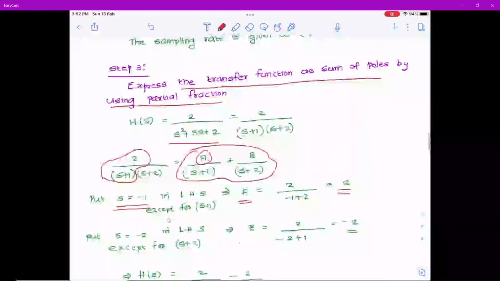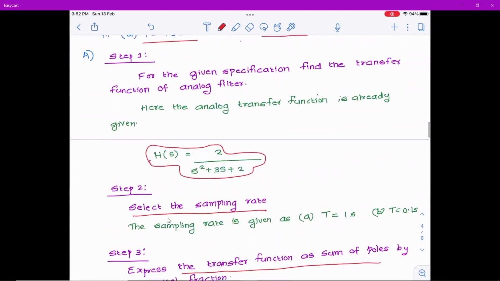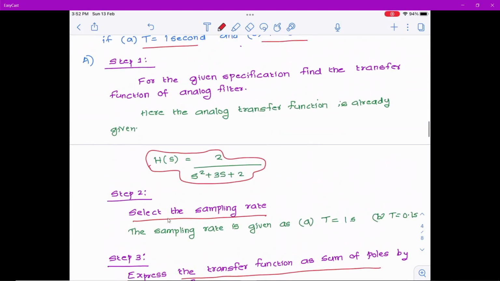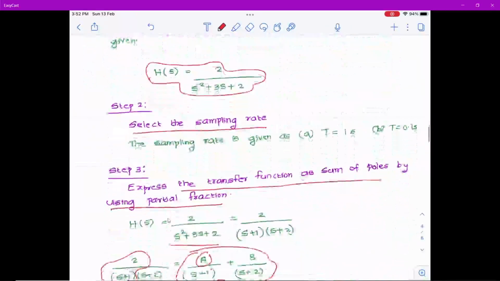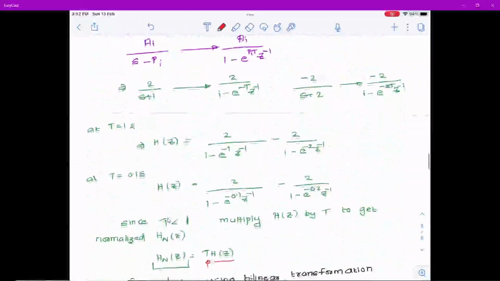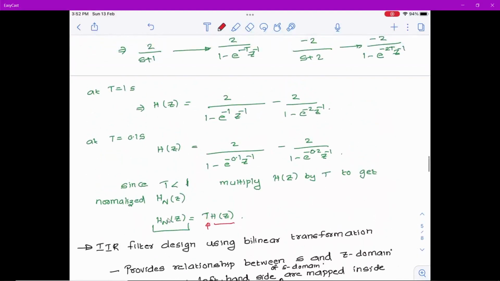Okay, so just look at this problem. If you go step by step, in filter design there are a number of steps. If you know the steps, the filter design is very easy. If you miss any step, it will create an error in your solution. I hope you have understood the impulse invariant method. Any questions?